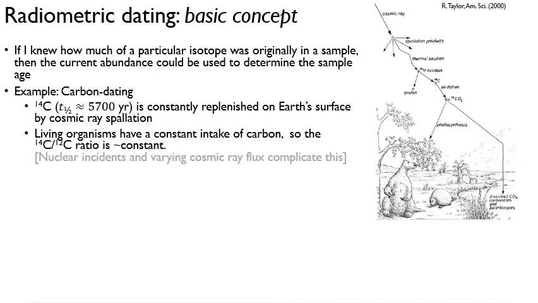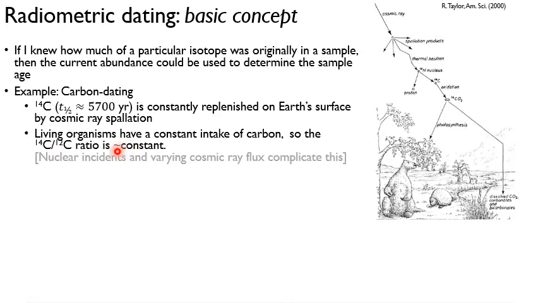And there's something called the carbon cycle, where living organisms have a constant uptake of carbon. And so in any living organism, the fraction of carbon-14 atoms to carbon-12 is constant. As a reminder, carbon means there's 6 protons in the nucleus, and then 14 tells you the number of nucleons. Carbon-12 has 6 neutrons, 6 protons. Carbon-14 has 8 neutrons, 6 protons. So this ratio is going to be constant for any living organism.